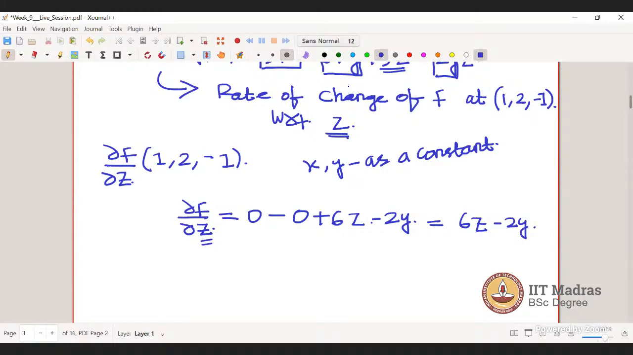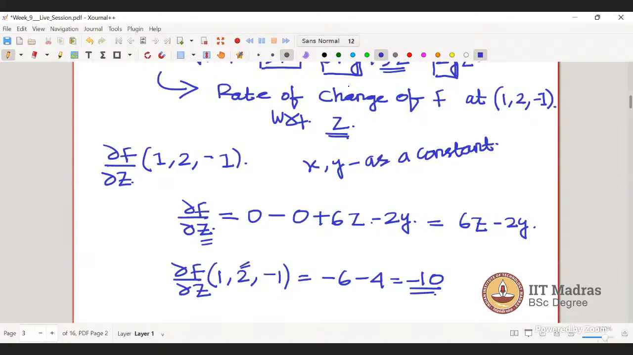Then what we need to do is just evaluate this function. The value of z is minus 1 here, so 6z is minus 6. And for minus 2y, the value of the y coordinate over here is 2, so it's minus 4. So the answer is -10.